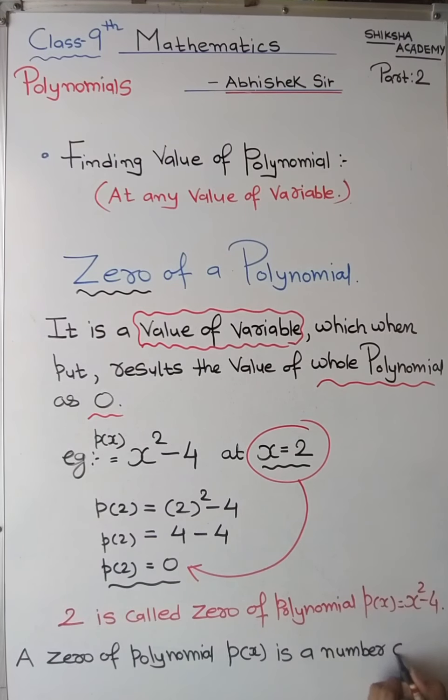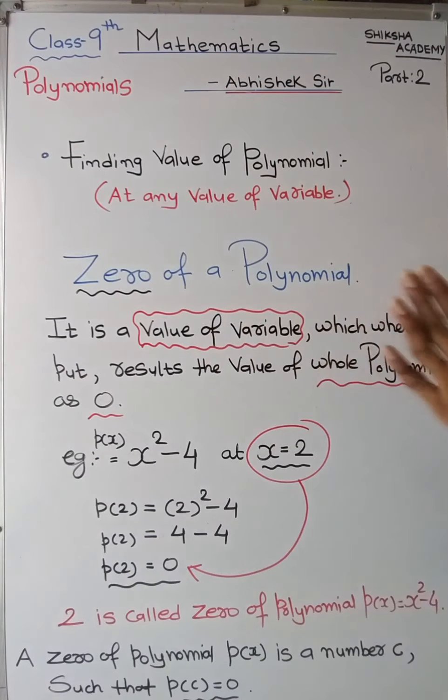Let us assume that number c such that p of c equals 0. Okay, so this is the textbook definition. This is my own definition. I hope you are clear with the word zero of a polynomial.